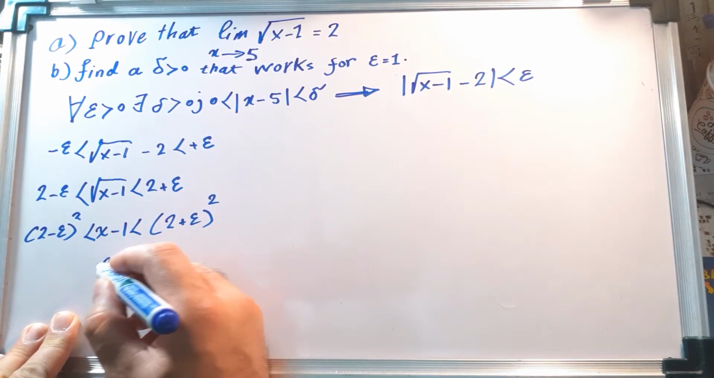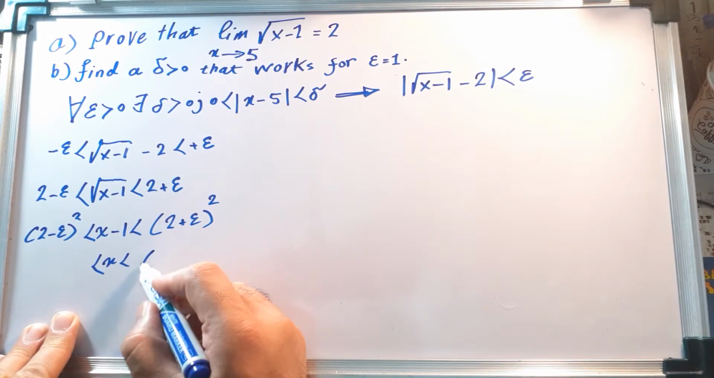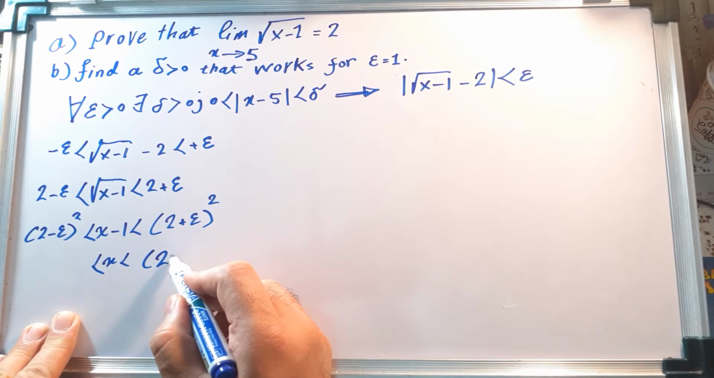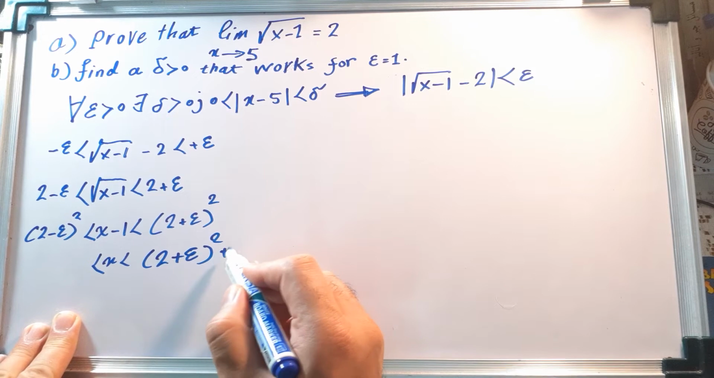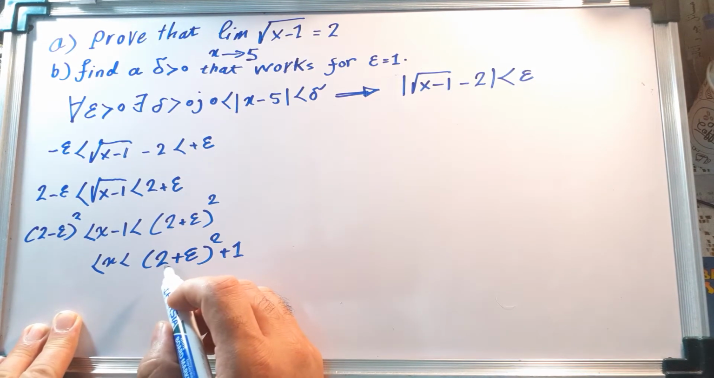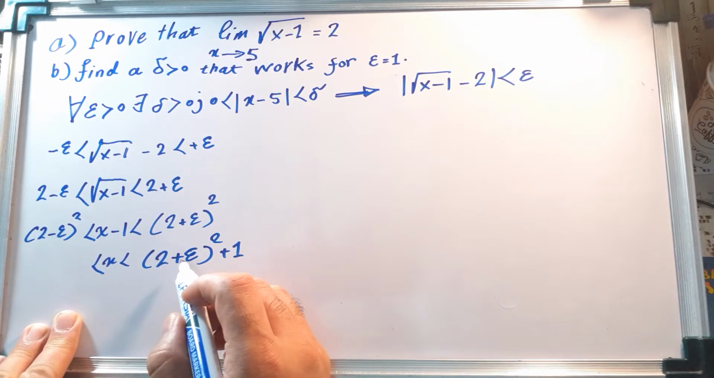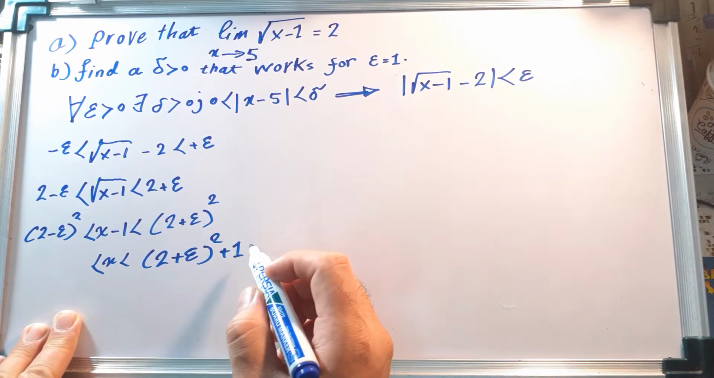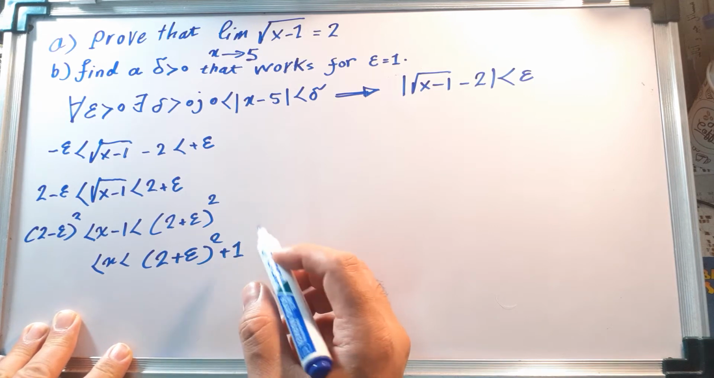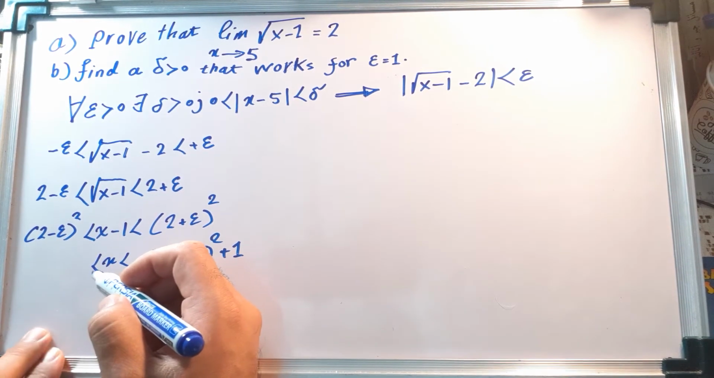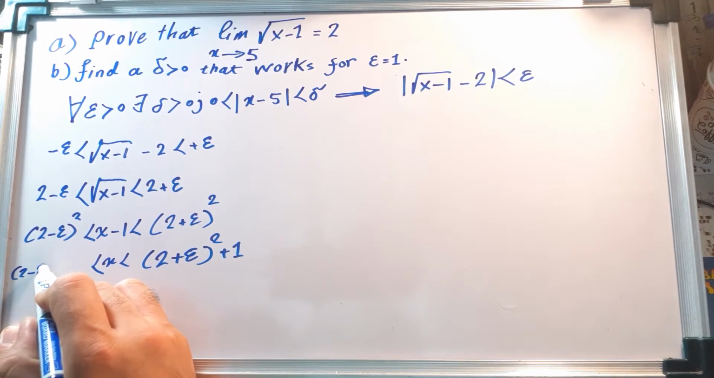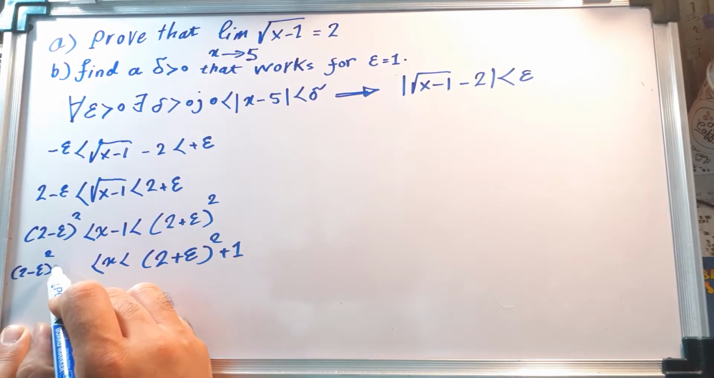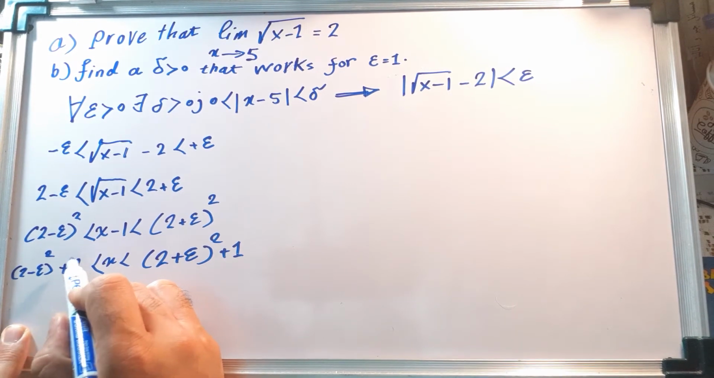As the result, x will be between 2 minus epsilon to the power 2 plus 1, and 2 plus epsilon to the power 2 plus 1.